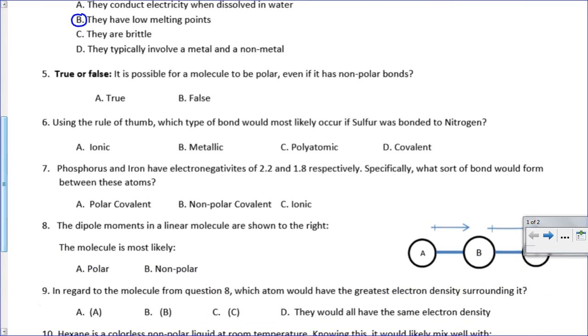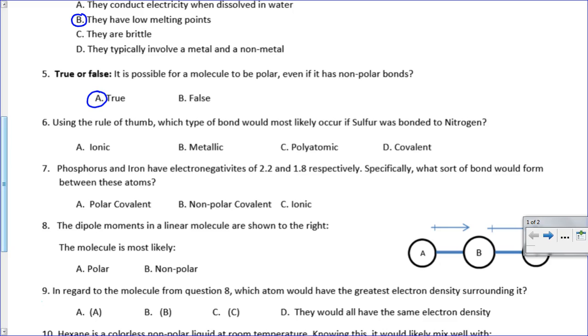Number 5, it says true or false. It is possible for a molecule to be polar even if it has nonpolar bonds. All right, so for this one, what we're looking at is some of these shapes that end up being polar no matter what. So for instance, there's the bent and the trigonal pyramidal shapes. Those ones are always polar. So even if they have nonpolar bonds, they end up being polar because of the weird collection of electrons that happens around them. So this one here is actually true.